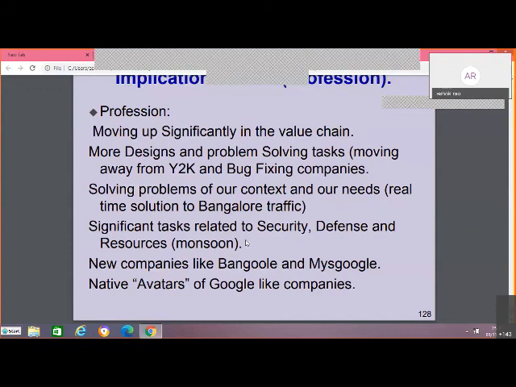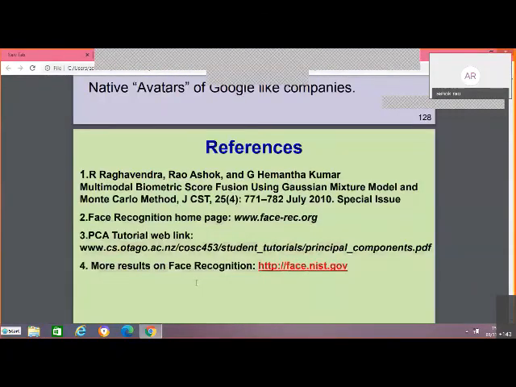Monsoon data is being heavily used for machine learning because it is so vast, so diverse, so complicated, with too many outliers, very difficult to model all that. You can build many more companies better than Google, companies like Angola, MySchool, whatever you want, rather than work for Google and stuff like that. Okay. So these are the references.